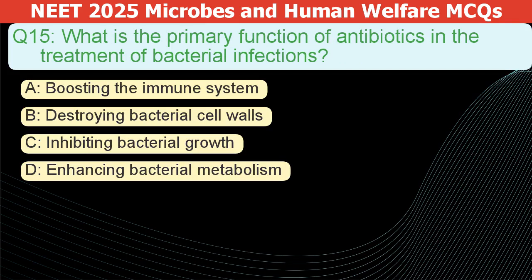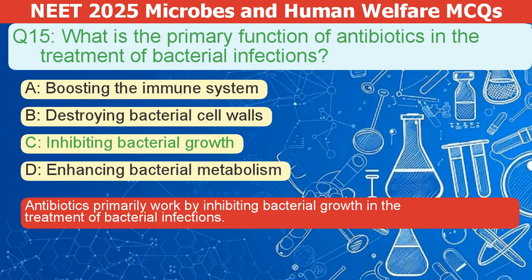What is the primary function of antibiotics in treating bacterial infections? A. Boosting the immune system. B. Destroying bacterial cell walls. C. Inhibiting bacterial growth. D. Enhancing bacterial metabolism.